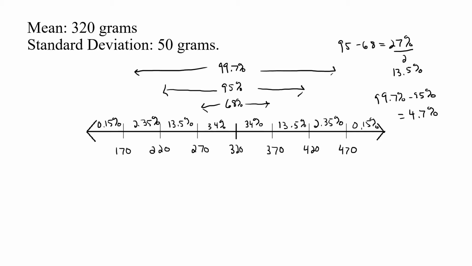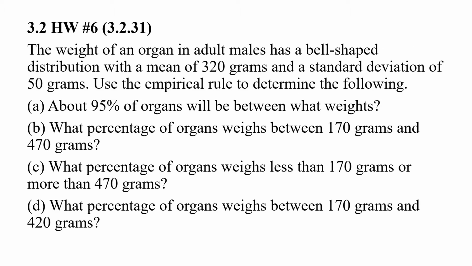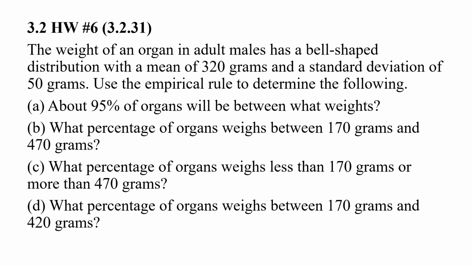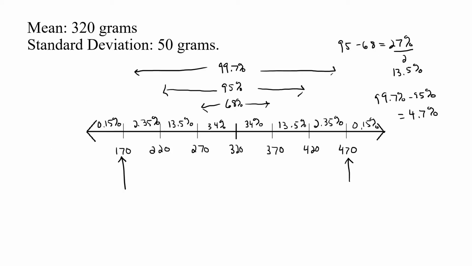Now, we can use this number line to help us answer any question, like in B, what percentage will be between 170 and 470 grams? Now we just have to start at 170, go to 470, and add all of these percentages. That works out to be 99.7, by the way. For part C, less than 170 grams or more than 470 grams, that is this piece and this piece. Add those together, you get 0.3%.